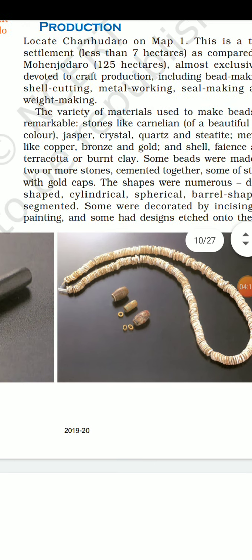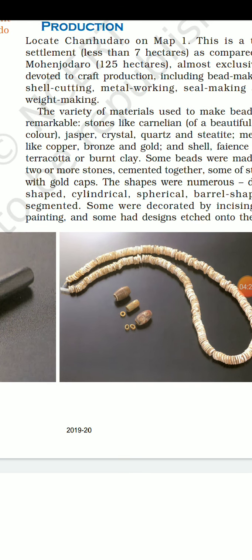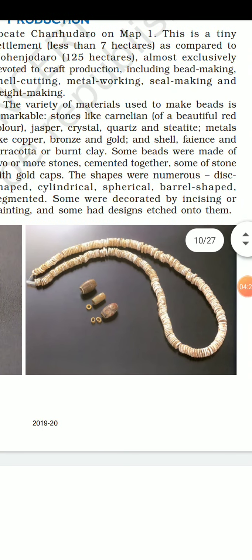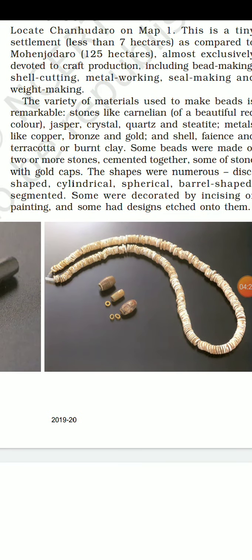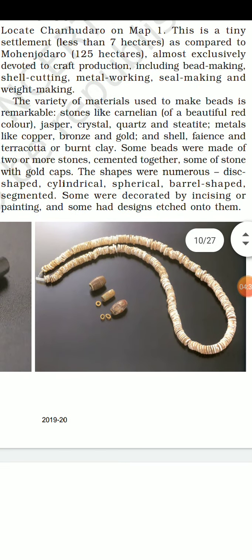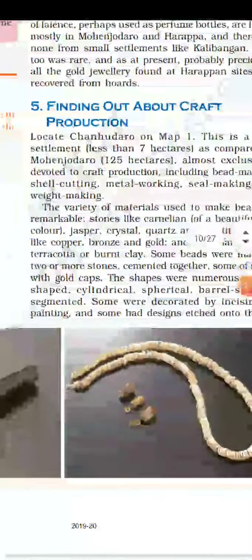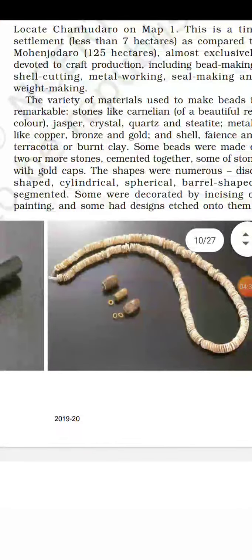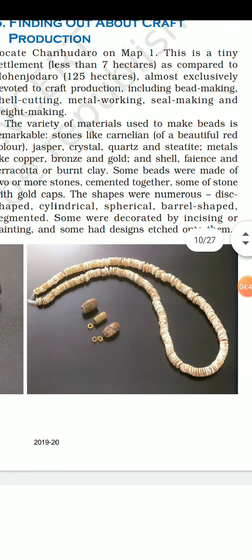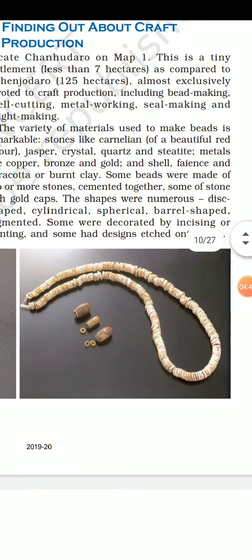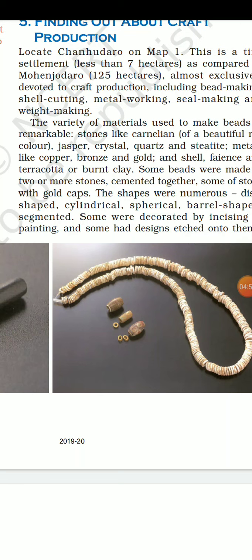Stones like carnelian, jasper, crystal, quartz, steatite. Metals like copper, bronze, and gold, and shell, faience. I have already told you yesterday what faience is: soil mixed with some color, then fired, was called faience. Shell, faience, and terracotta or burnt clay. Underline the word terracotta; the meaning of this word is burnt clay.